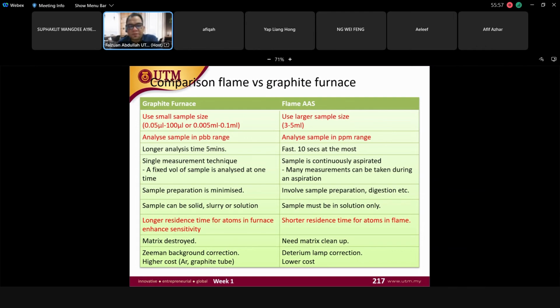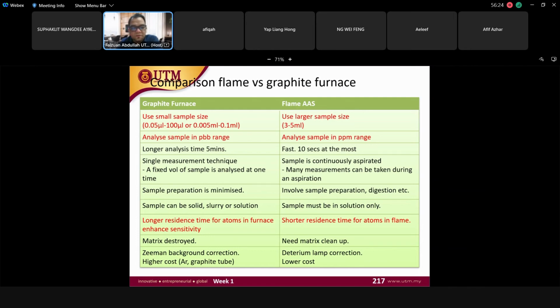What you can say, you just predict which one, if you send the sample to be analyzed using graphite and flame, which one is much more expensive comparing to each other? Which one is expensive? The cost of analysis. Graphite furnace or flame? Graphite. Yes, of course, graphite furnace, right? The cost of the graphite tube itself is very expensive, right?